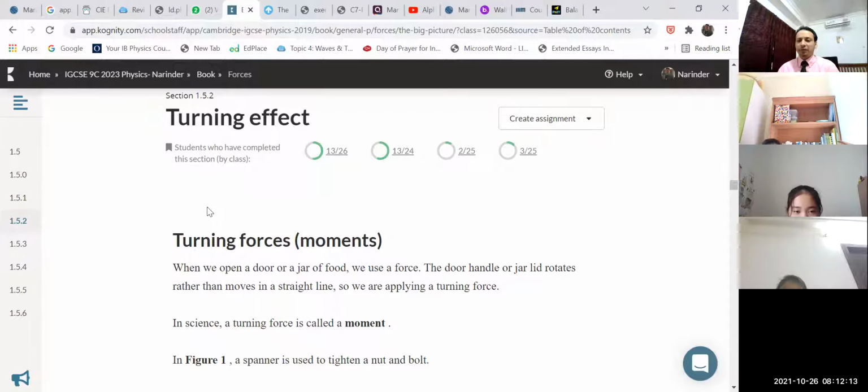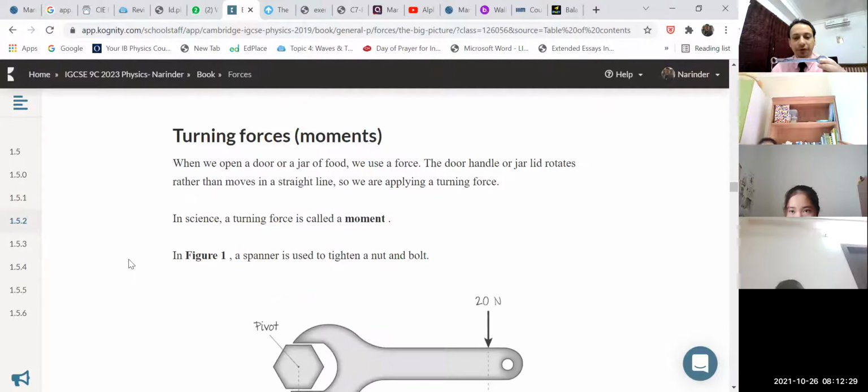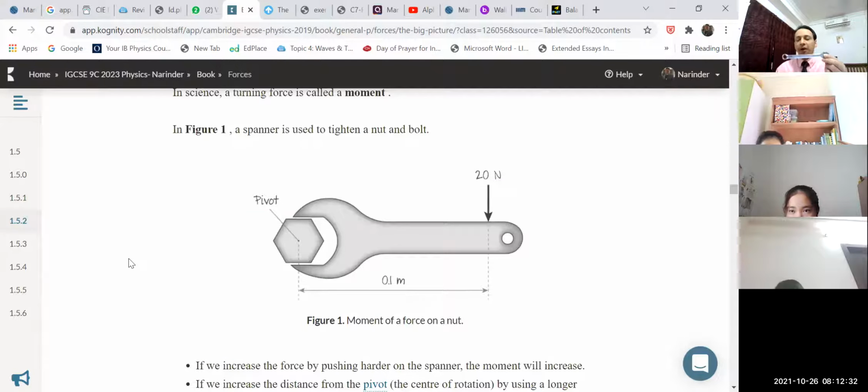Objects also rotate due to the effect of a force. One example I want to show you: look at the spanner. I have a spanner in my hand. This is a spanner, and you can see it on the screen also. The basic purpose of a spanner is to loosen or tighten nuts or screws, to close and open nuts with the help of a spanner. Spanners can come in different lengths, smaller and longer.